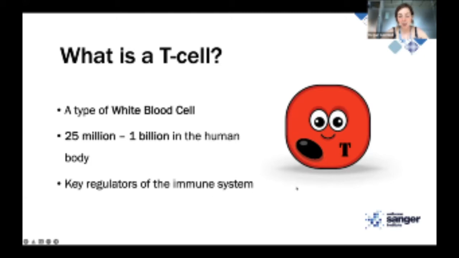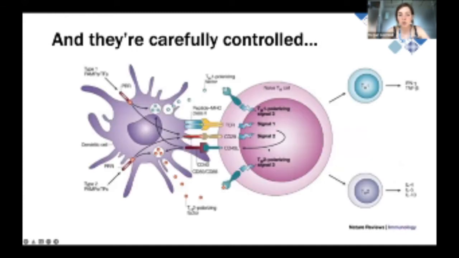They are key regulators of the immune system, and because they're so fundamental to the immune system, they're carefully controlled. This is quite a busy slide, but I'll talk it through. They require 3 signals in order to be activated and to exert their functions. The first signal is provided by the joining of an MHC class 1 or class 2 protein, which holds a peptide of the specific pathogen that you're fighting against, and that interacts with the TCR, the T cell receptor. So that's signal 1 that's required.